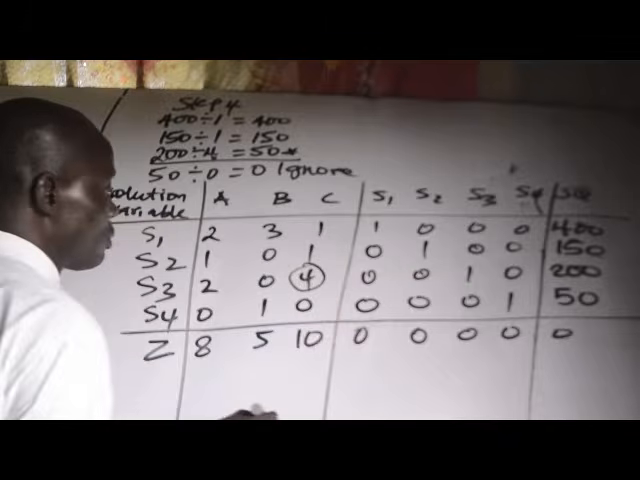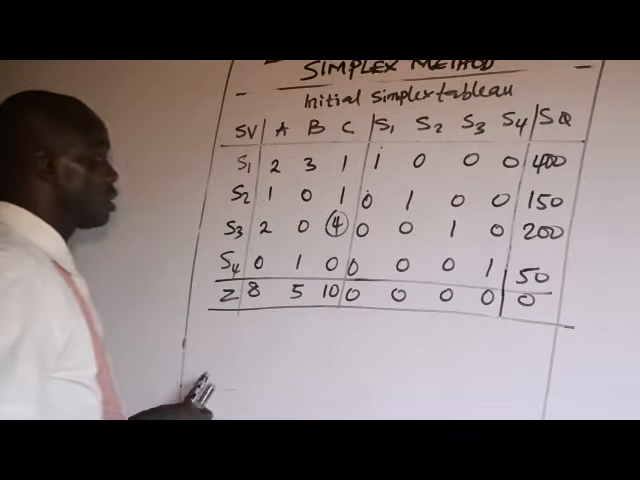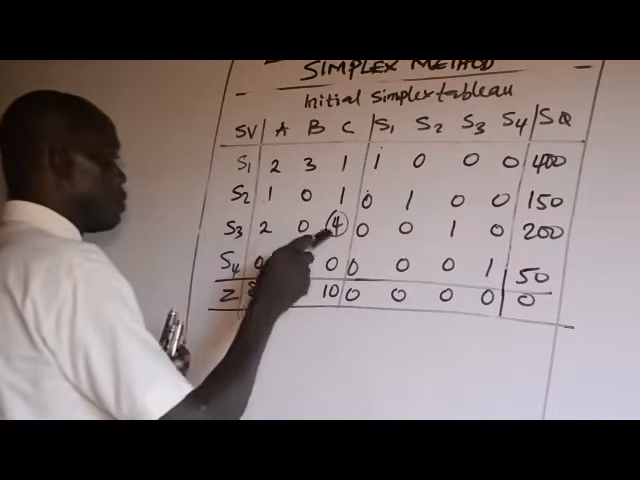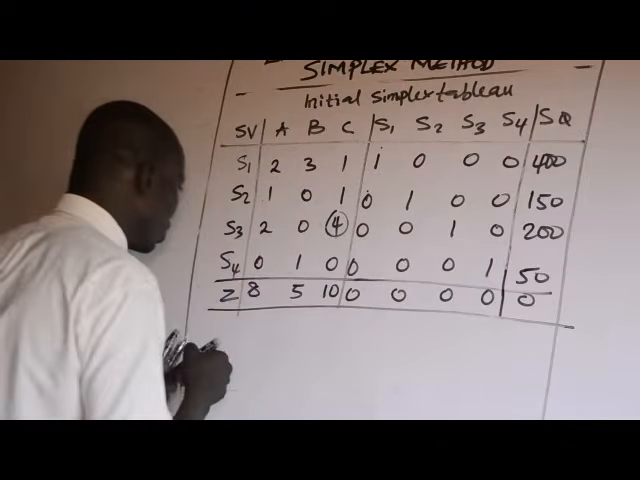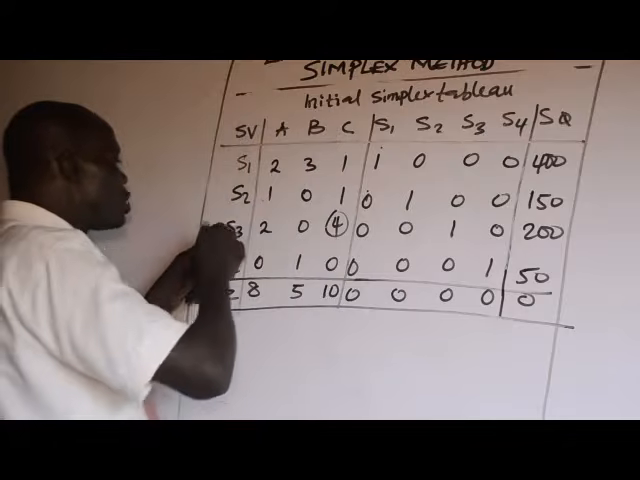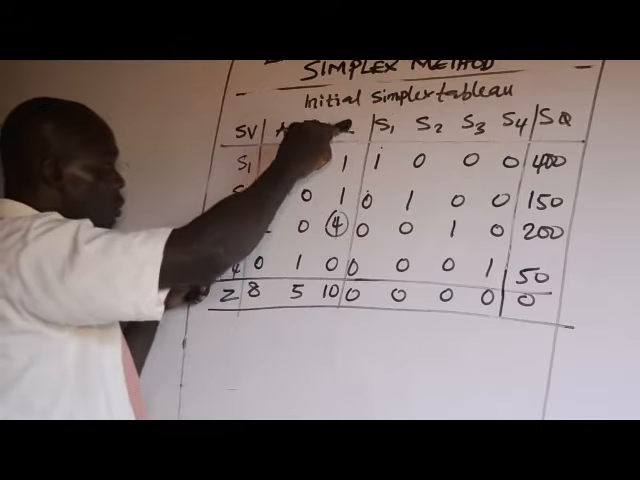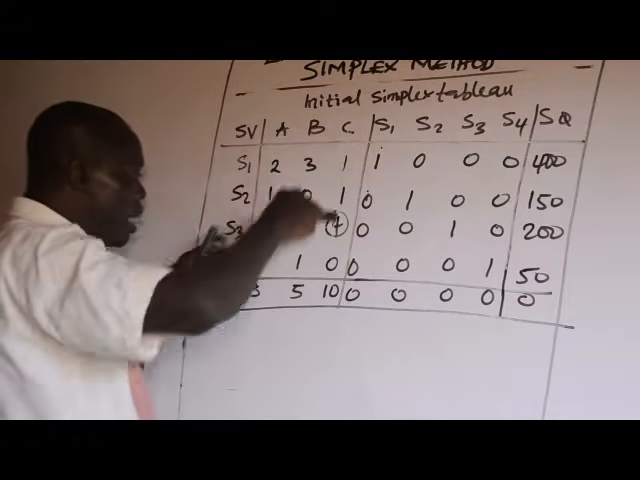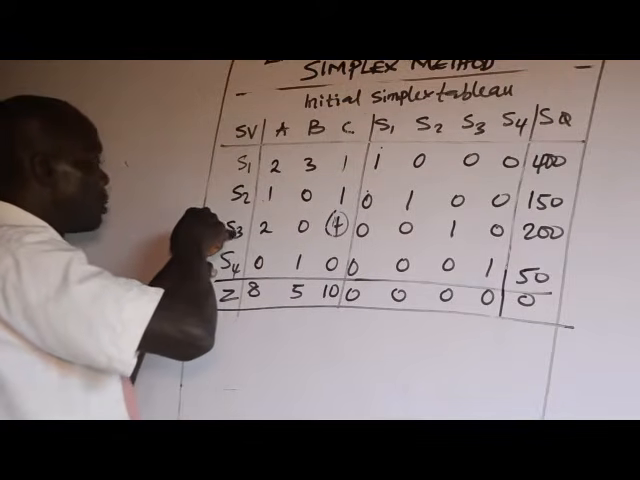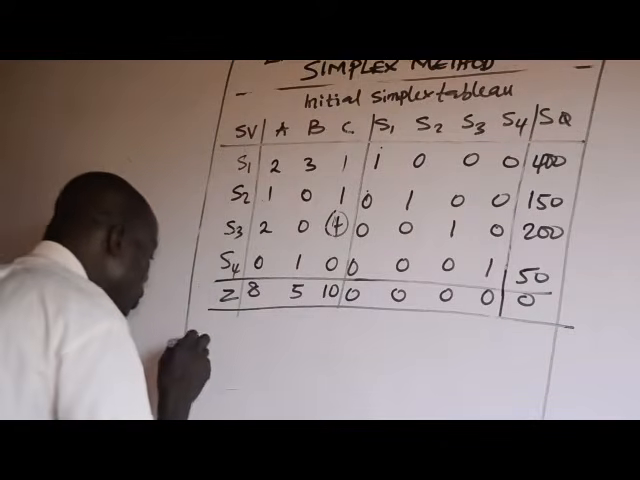So we ring it. So that is our pivot. Having identified the pivot, the next thing is to divide everything in this pivot row by the value of the pivot, which is 4. So this S3 will disappear. It will now be replaced by the C at the top. Any letter in that pivot column will replace the slack in the pivot row. So the new row C now, it will become row C, no longer row S3.